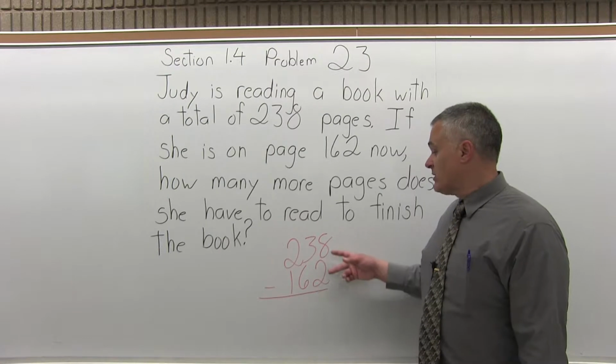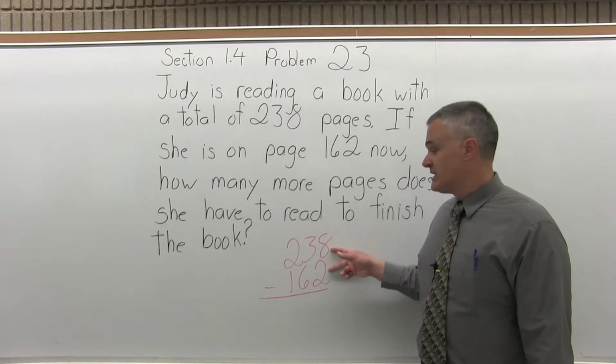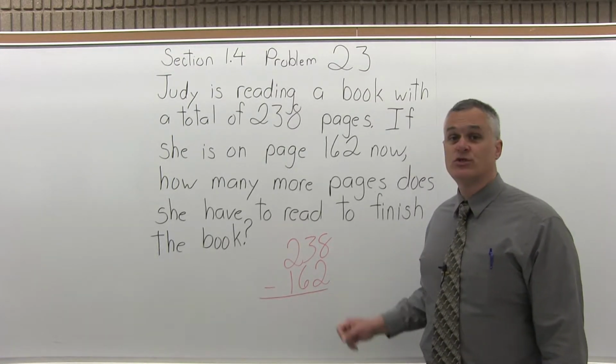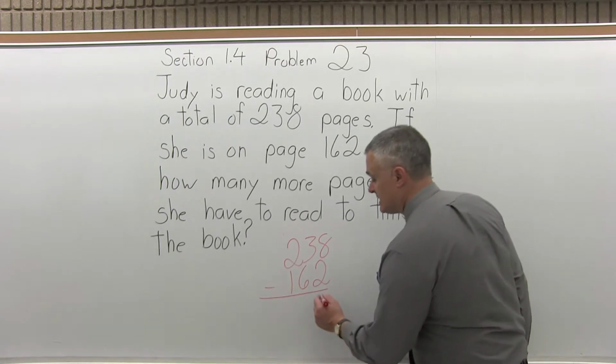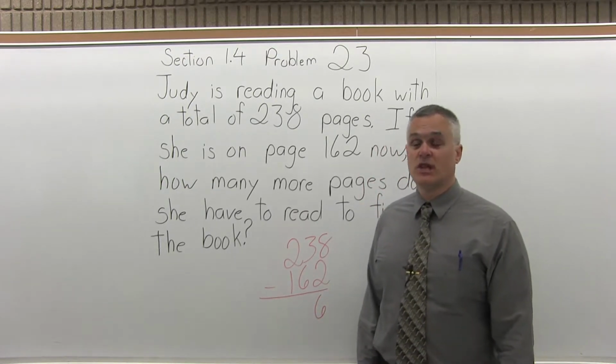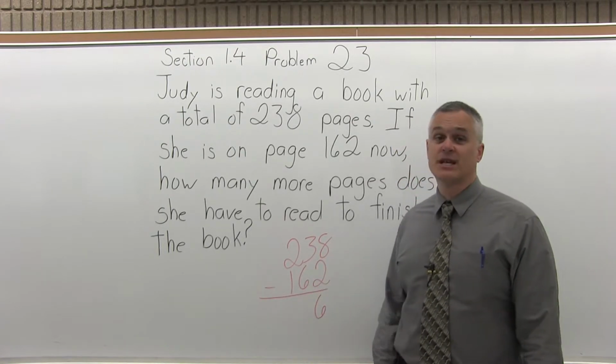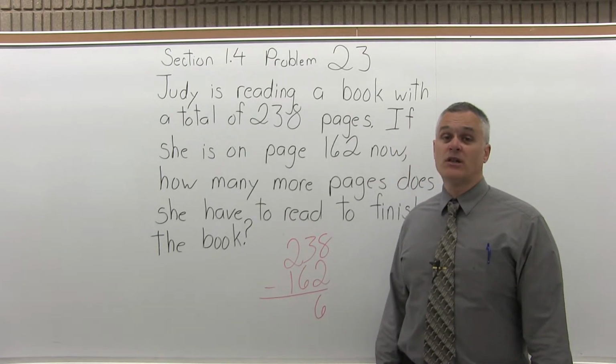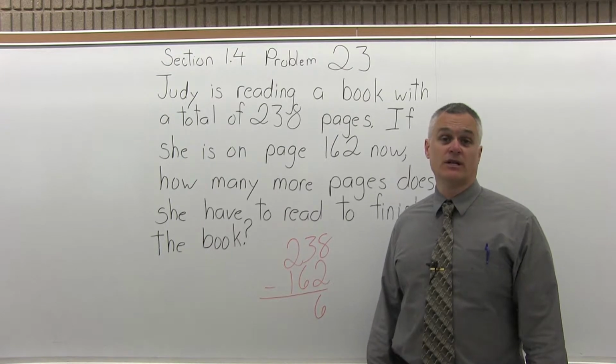So now I will start in the rightmost column of digits, and I have 8 minus 2. 8 minus 2 is 6. Then I move over one column of digits to the left, and I have 3 minus 6. Now the 3 is not large enough to subtract 6 from, so I need to borrow.